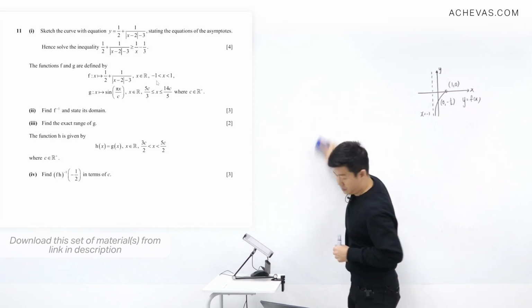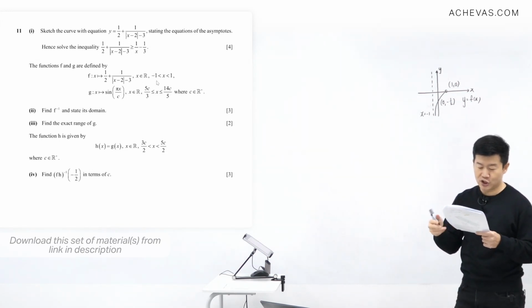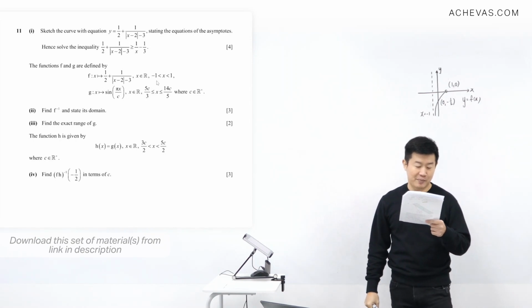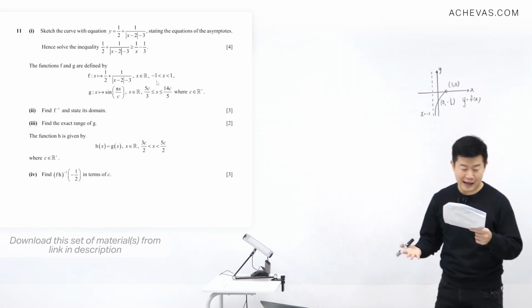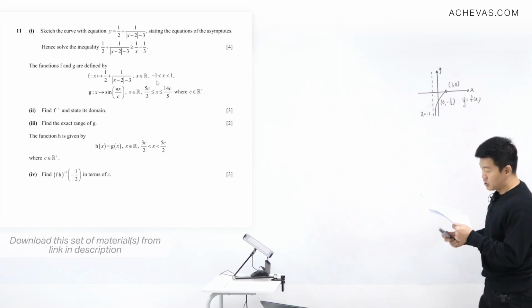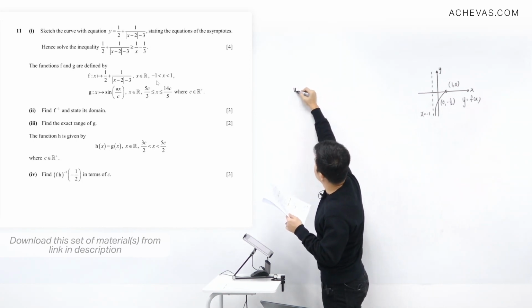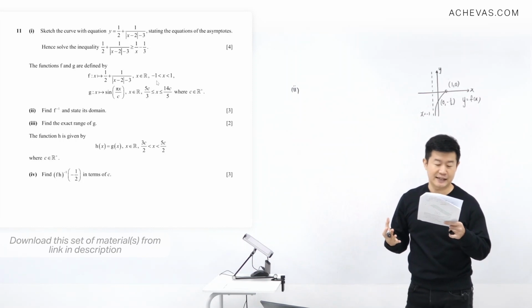Okay, so we have this, and we have gx. I'm not going to care about gx for now. We're going to look at it maybe in part 3. Part 2 only involves f, so I'm going to look at this. For part 2, we are going to try to find the expression for f inverse, and then we are also going to try to state its domain.